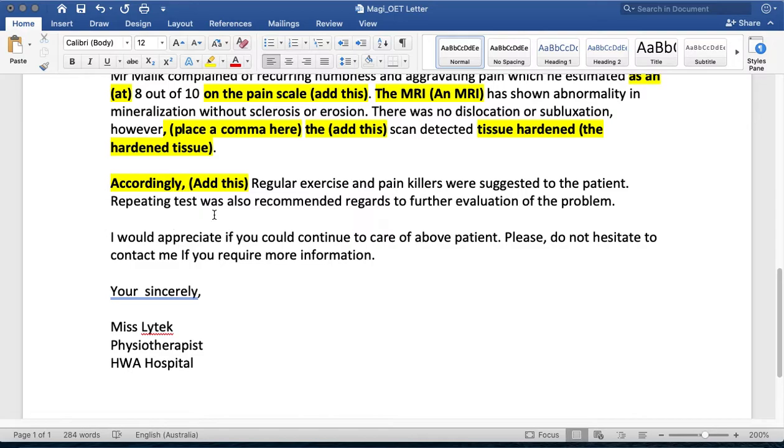Repeating test was also recommended regards to further evaluation of the problem. Well, in this case, you can say repeating test.